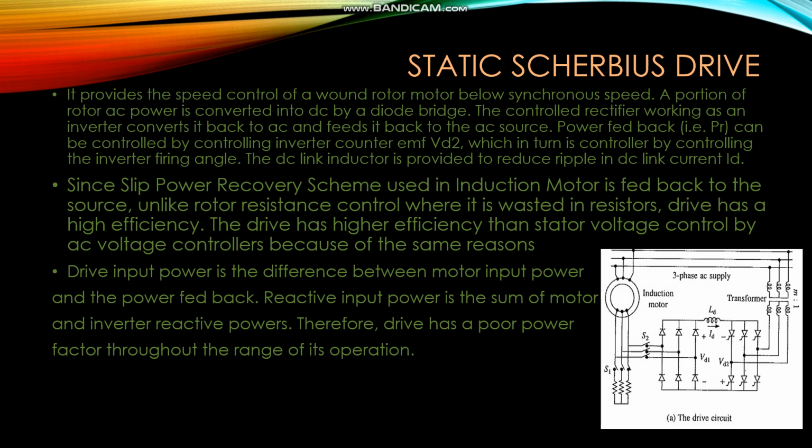Static Scherbius drive. In the circuit we have an inductor. This is a smoothing inductor, and these thyristors work as a line commutated inverter. The thyristors work like a line commutated inverter; by changing the firing angle, DC is converted into AC and fed back to the source through the transformer.